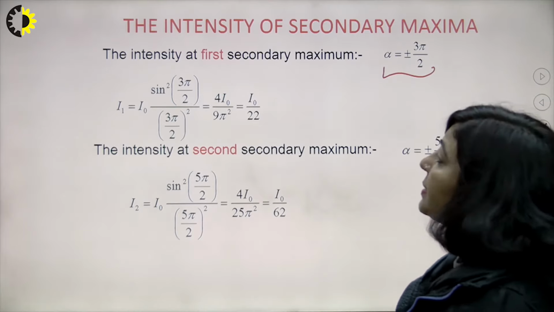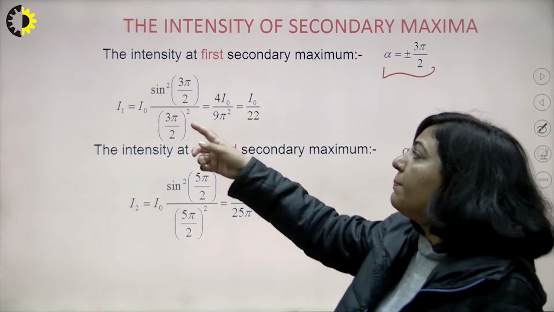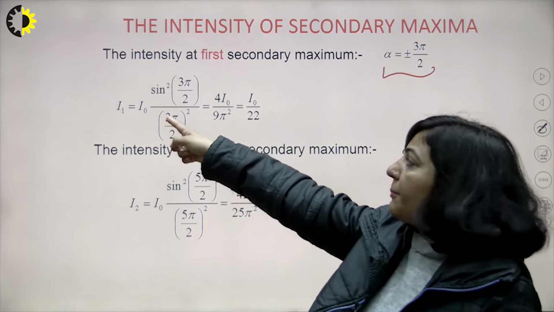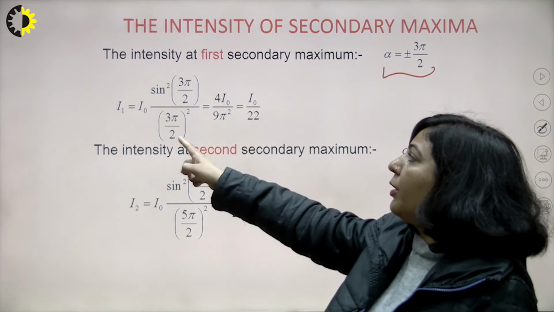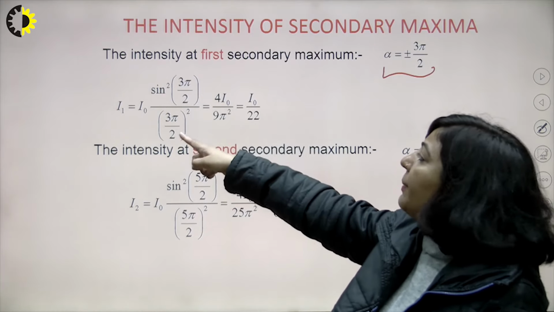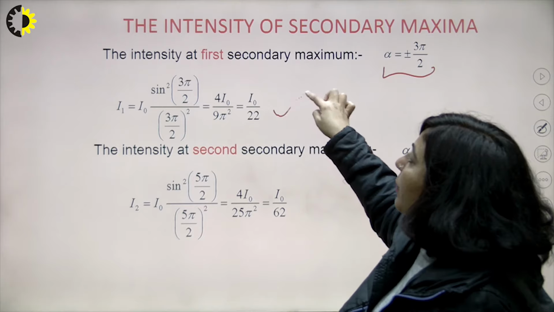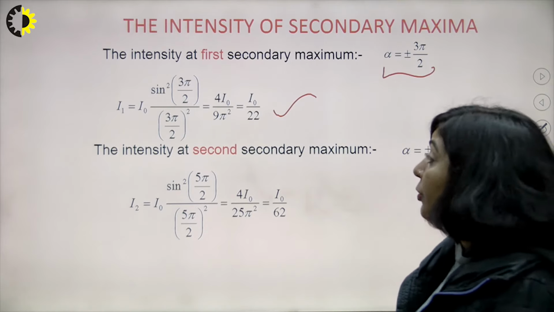So your first secondary maxima will be observed when alpha is plus minus 3 pi by 2. If alpha is this, then what will be the intensity? It is simply the square, which is represented as I naught sine square alpha upon alpha square. Instead of alpha you will write 3 pi by 2. So after simplifying you are getting I naught upon 22.